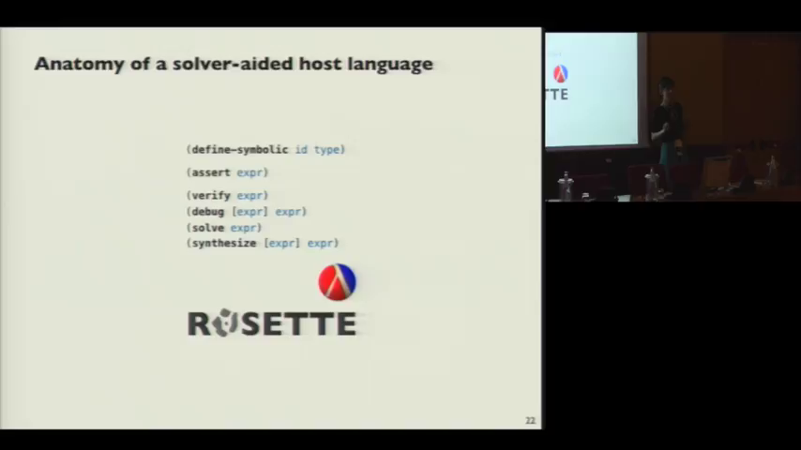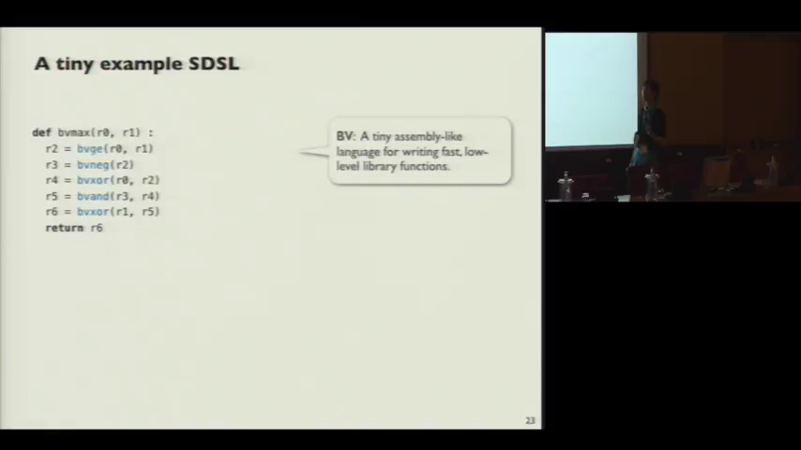And here is the example. What we're going to do now is build a bunch of tools for a toy programming language. I'm going to call this language BV, which stands for bit vectors. Basically, we want to implement fast low-level libraries. One example of such a library routine is this BVMax procedure that takes as input 2 32-bit integers and computes their maximum without any branching.